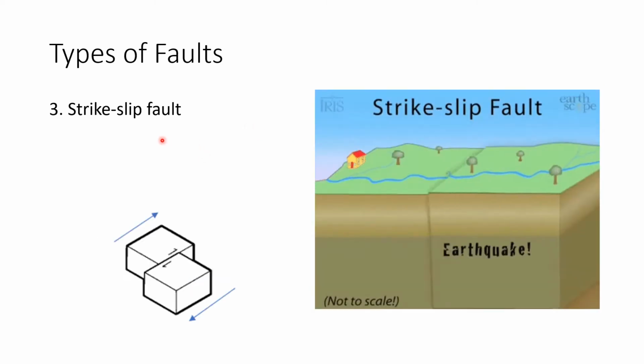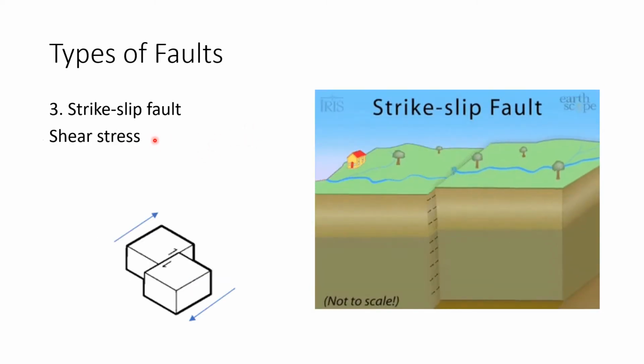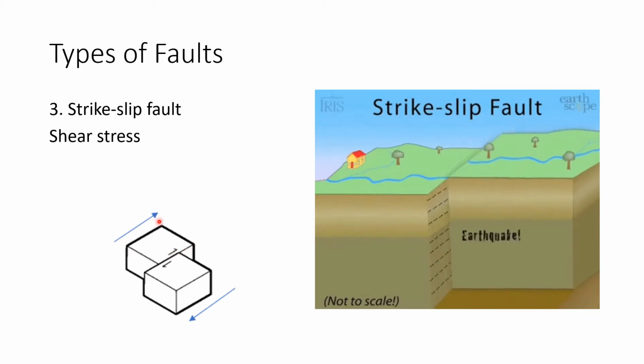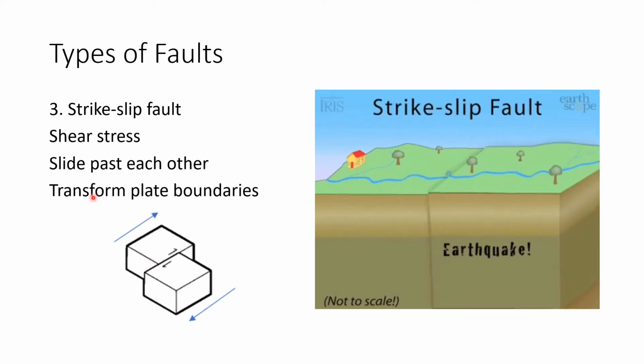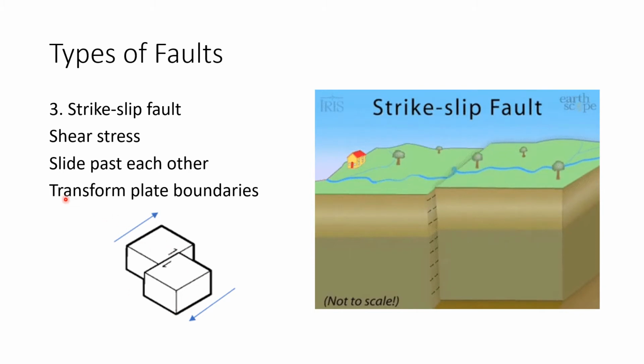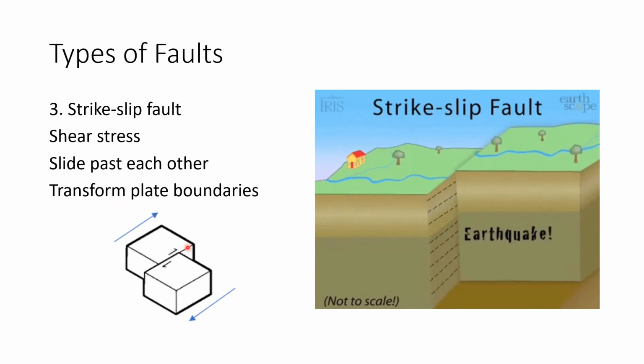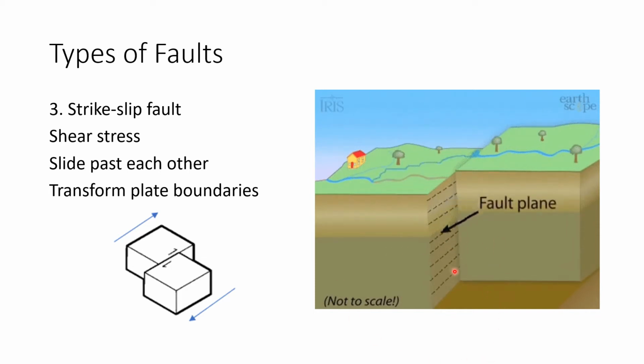So the last type of fault we're going to talk about is a strike-slip fault. A strike-slip fault results from shear stress. So we don't have a hanging wall and footwall being pushed against each other. Now we have two pieces of crust that are just sliding past each other. If these are really, really big, these can be transform plate boundaries. Transform plate boundaries are just huge strike-slip faults. So you can watch in the animation here, you've got your two fault blocks.